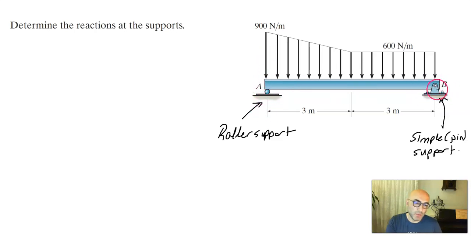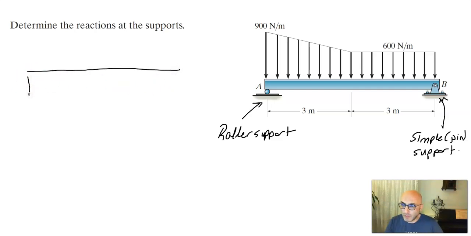Whereas on the simple support, only rotation of the beam about the pin, or about this point B, is allowed. Other movement towards any point is restricted. Okay. So what we need to do is to first draw a free body diagram for this beam. So we have a 6 meter span beam.